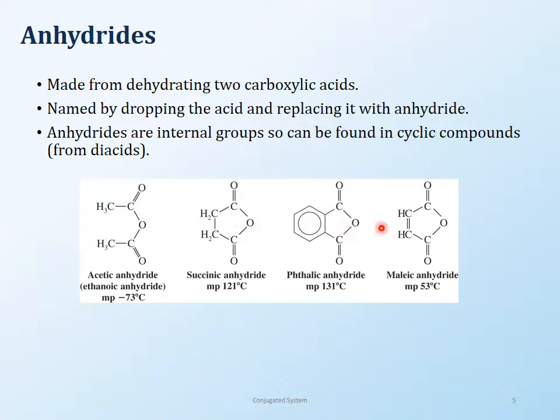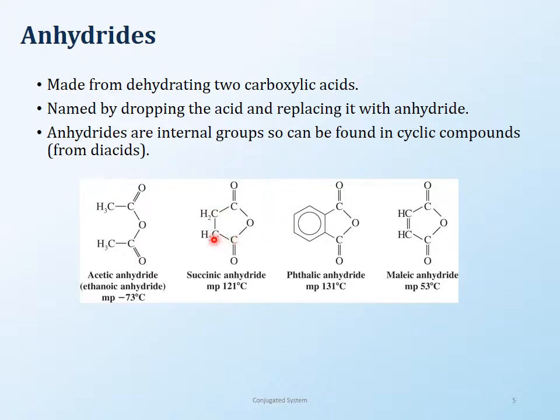These anhydrides that you see over here are actually coming from diacids, because anhydrides are internal groups. How? Because they are between 2 carbons. So if something is between 2 carbons, you can have an internal functional group. So here, if this was a diacid, the diacid here would be 4 carbons. 1, 2, 3, 4.